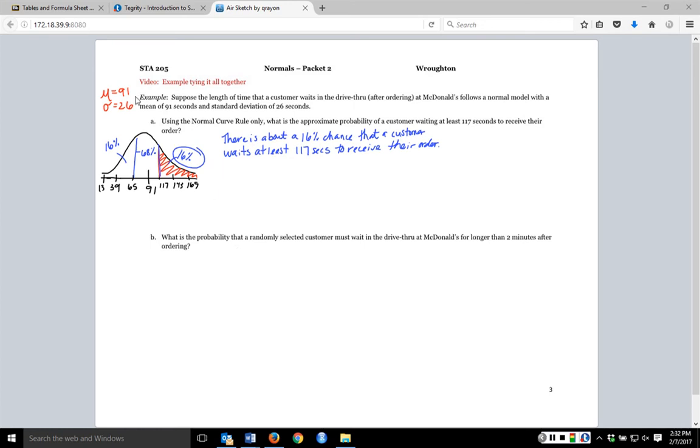Part B, it doesn't say we only have to use the normal curve rule, so I can use pretty much anything I want now. What is the probability that a randomly selected customer must wait for longer than 2 minutes after ordering? Alright, so again I'm going to start with my same picture.